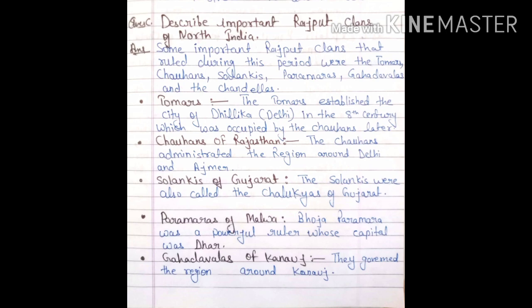Solankis of Gujarat. The Solankis were also called the Chalukyas of Gujarat. Paramars of Malwa. Bhoj Paramar was the powerful ruler whose capital was Dhar. Next, Garhwals of Kannauj. They governed the region around Kannauj.